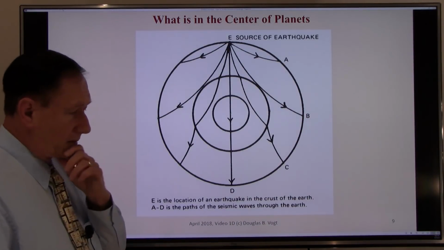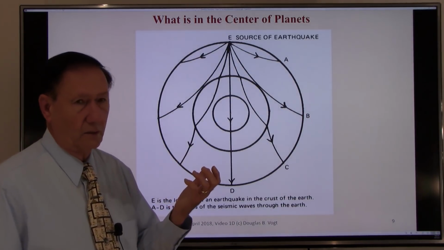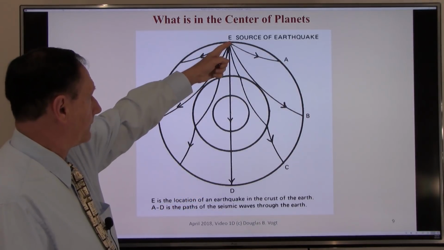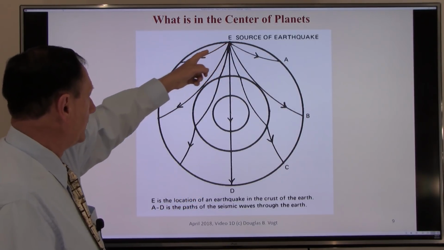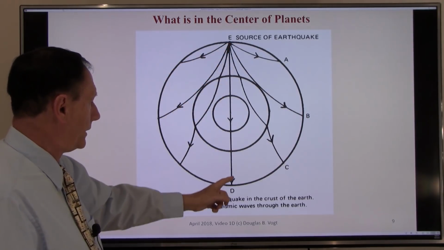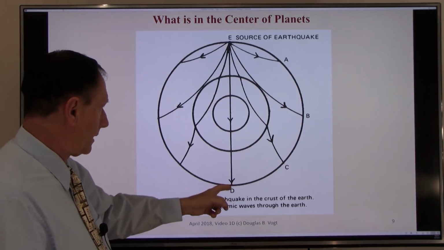Now, the earthquake stuff, this is the other reason why they think it's a solid core in the center. Let's say there's an earthquake here. The earthquake waves go like this. The S waves are on the surface like this, and then the P waves go through the center. So they pick it up here.